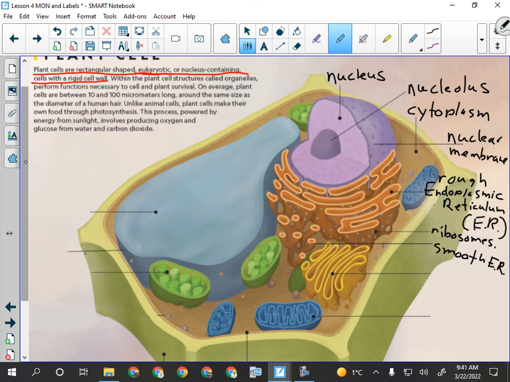Okay? It makes fats, lipids. Lipids are really important because it's what your membranes are made out of. So your cell membrane, your nuclear membrane, the membranes of all the organelles we're labeling, they're all made out of lipids. Okay? So lipids are really important, and the smooth ER makes them. The smooth ER also makes fat-soluble hormones.